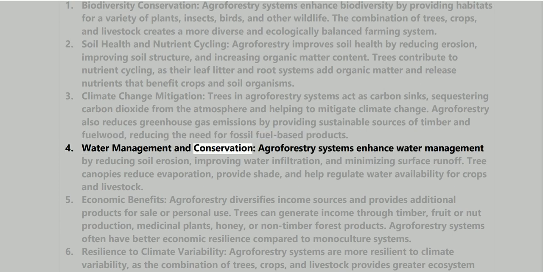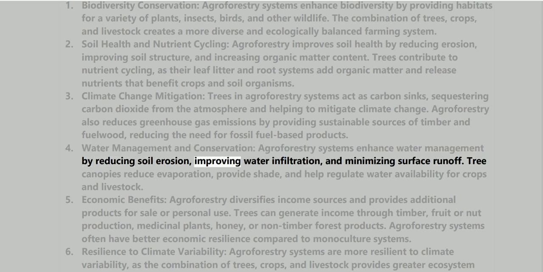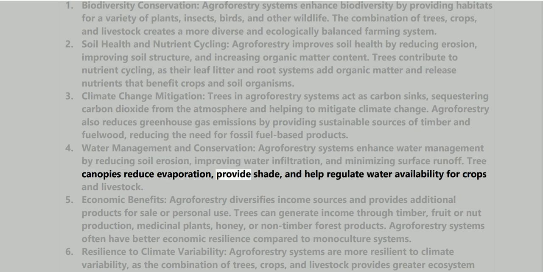4. Water management and conservation. Agroforestry systems enhance water management by reducing soil erosion, improving water infiltration, and minimizing surface runoff. Tree canopies reduce evaporation, provide shade, and help regulate water availability for crops and livestock.